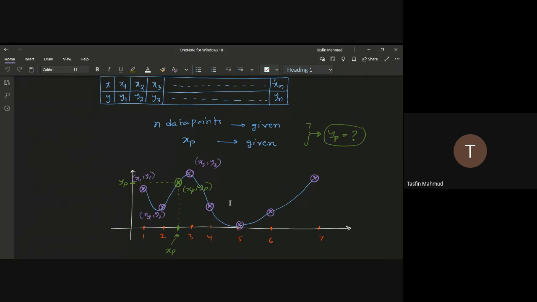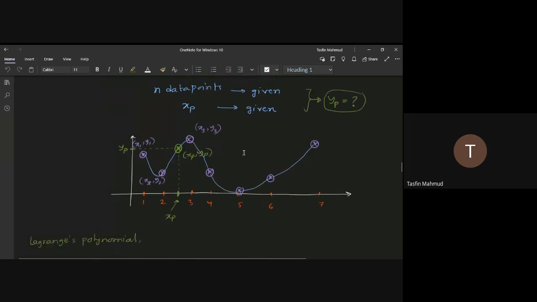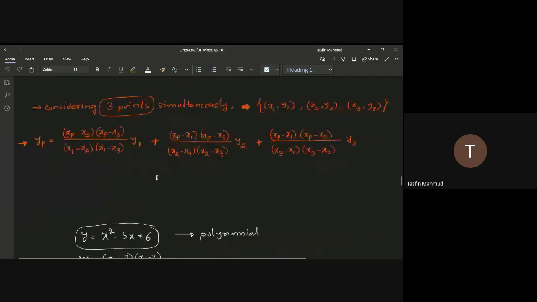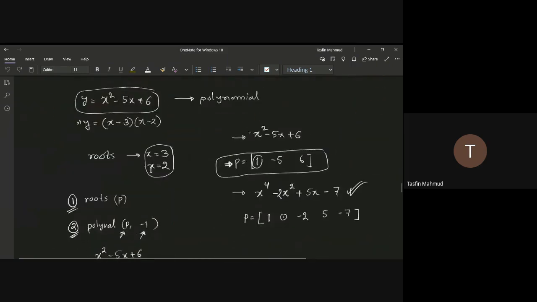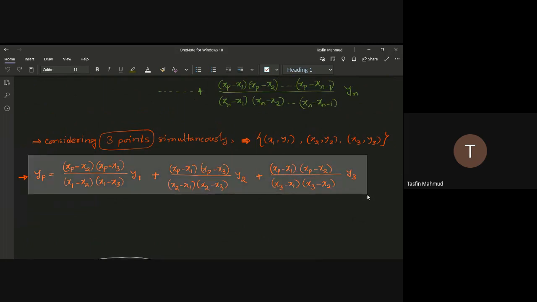Okay, so in case of polynomial interpolation, the line that we are going to fit will pass through all these given points, and it would be a curved line. Also we had an observation of the coefficient, how we can determine the yp for any given xp in case of Lagrange polynomial.